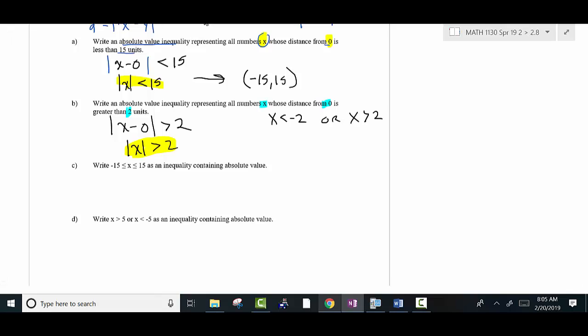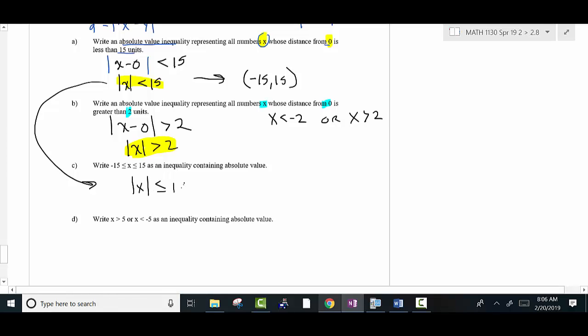Okay, let's see if we can do this. Well, I think I already did this. This is kind of like part A. So if I wanted to write this as an absolute value inequality, this just means your answer is between. So would it be an absolute less than or an absolute greater than? It's between. It's less than, right? So this would be absolute value of x less than or equal to 15. I'm giving you the solution, you're writing the inequality. We're just doing it backwards.